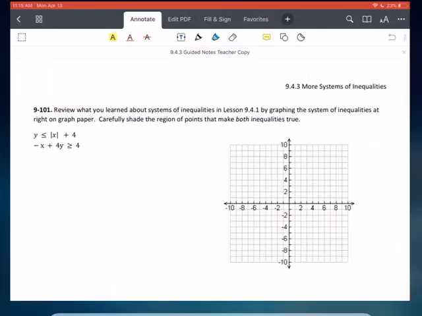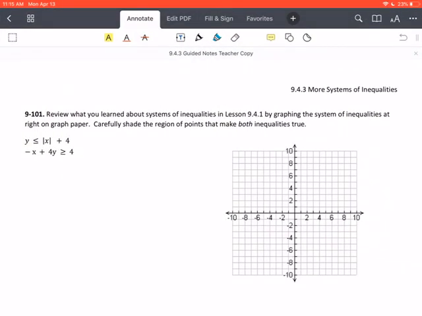Okay, today we are moving into 9.4.3. I hope that your 9.4.2 practice worksheet went well. Please make sure you are reaching out if you're still not grasping the concept of how to shade solution regions for inequalities and then look for the overlap to find the solution region for a system of inequalities.